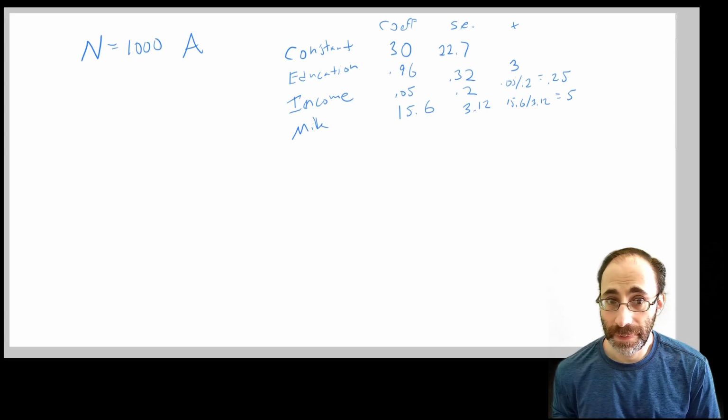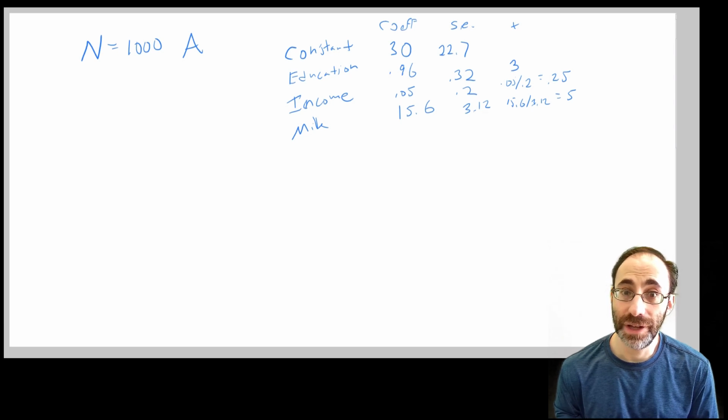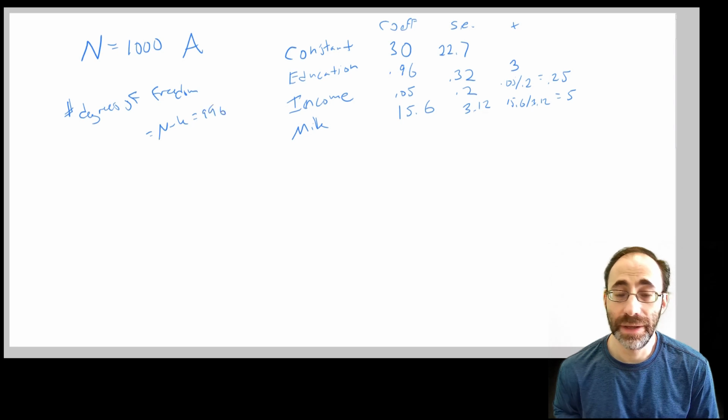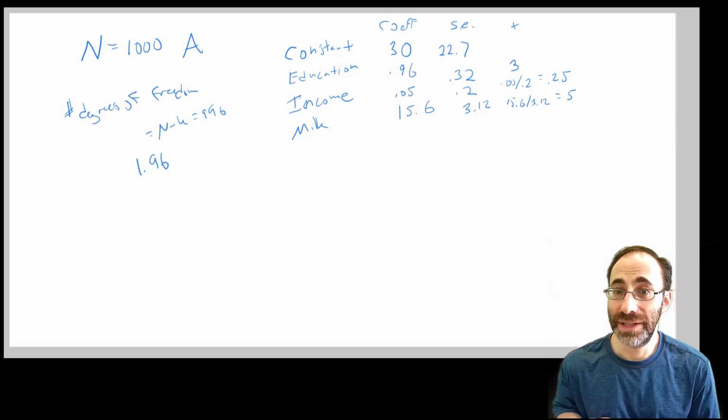What are our critical values? Well, we have n equals 1,000. There are 1, 2, 3, 4 parameters, including the constant. So our degrees of freedom equals n minus k, or 996. Given that size, even though it's a t-test, it's indistinguishable from the normal distribution, and the critical value there is 1.96 for a two-tailed test. We have no theoretical hypotheses indicating a one-tailed test here, so we just have a two-tailed test.